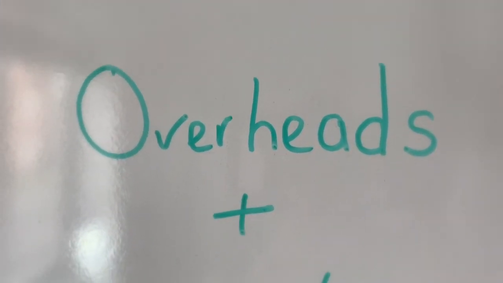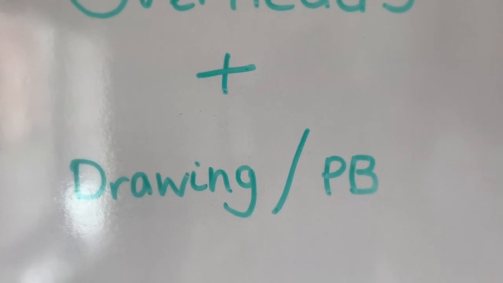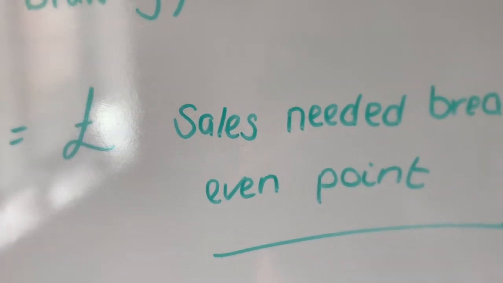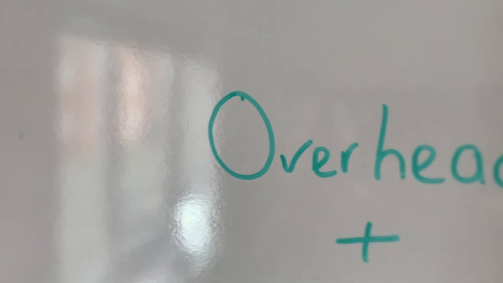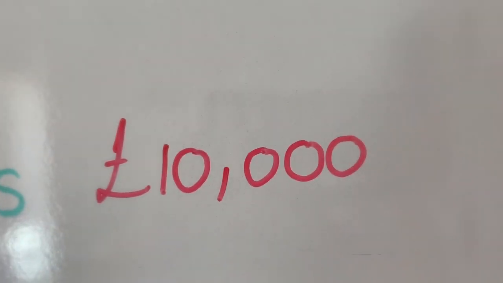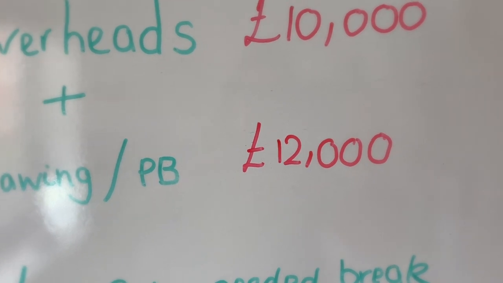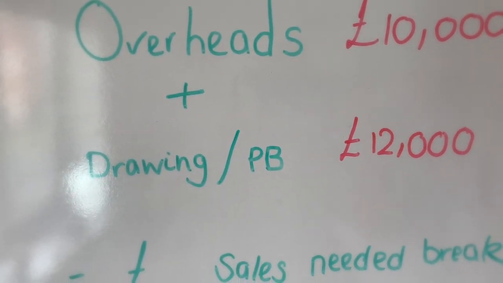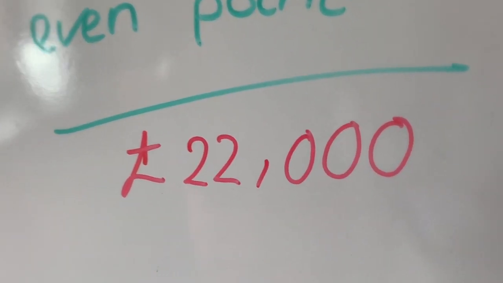To find your break-even, it's overheads plus drawings or personal budget. And that is the amount of sales needed to reach break-even. So say for example your overheads are £10,000 and your personal drawings are £12,000 because you're staying within your tax limit, and you might take dividend. That would make the sales needed in order to break even £22,000.